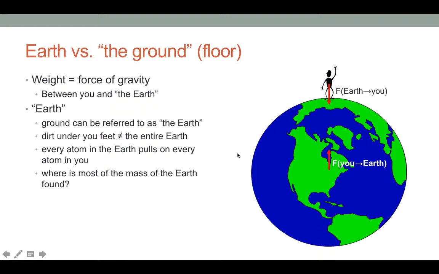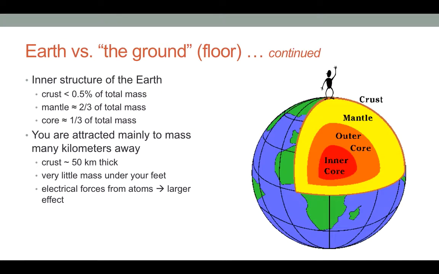So the question is, where do we find most of the mass of the Earth? And the answer is we don't find it on the surface. We find it deep in the interior. Much of the mass is in the core and the mantle, which is fairly far away. It's like kilometers away. Interaction between you and the Earth is really an interaction between you and the entire Earth, and really means the interior of the Earth. That's an important point to remember.